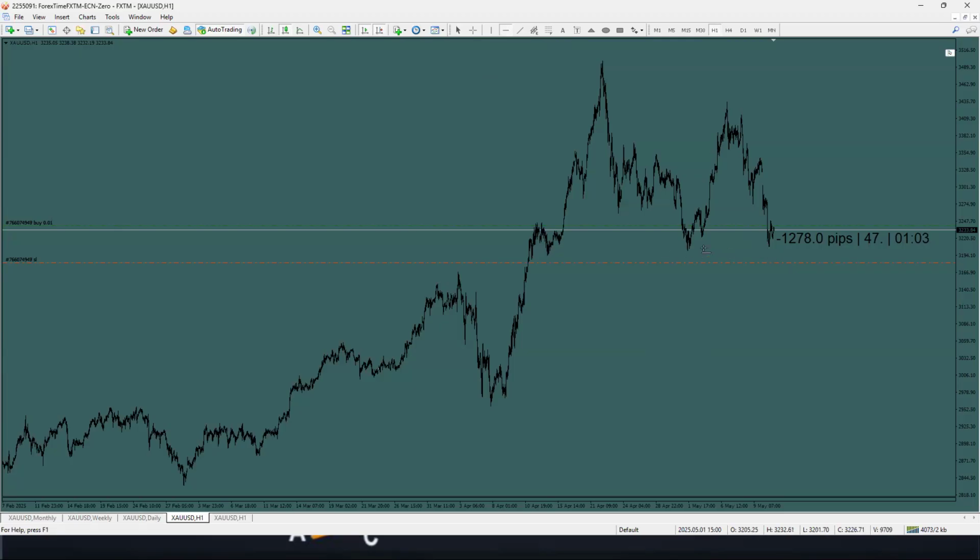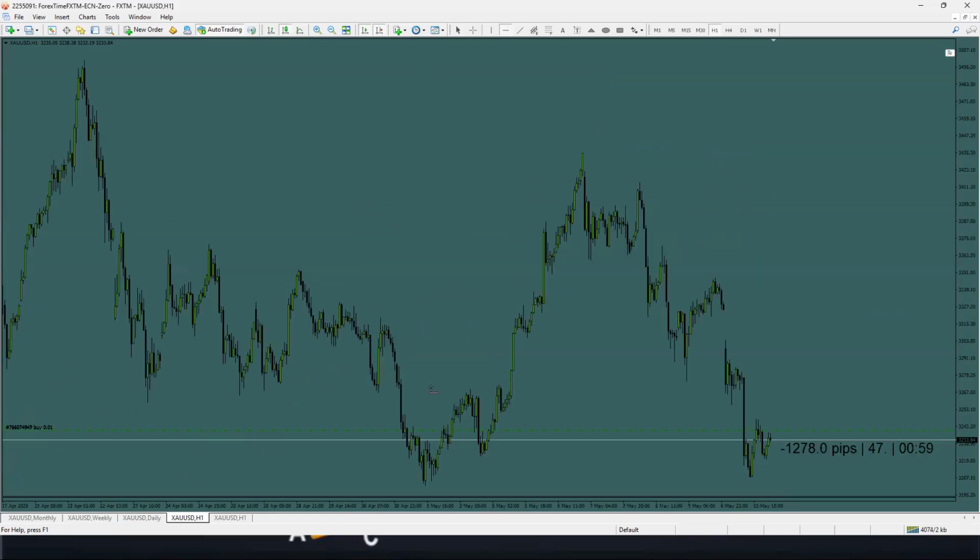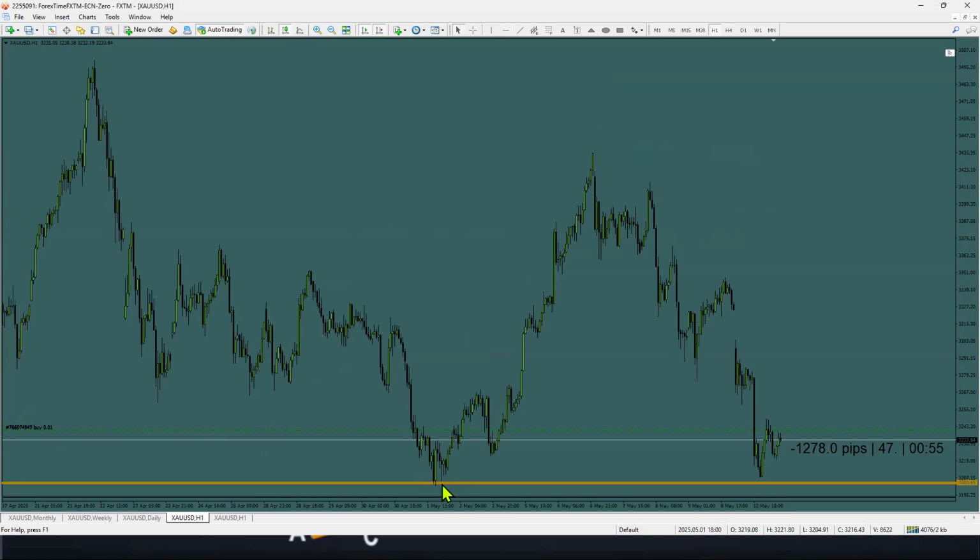Let me zoom it out a little bit for you. So this is a support. Can you see this place? This place is a support, agreed? All the way to this candle here, this top here. The whole of this place is a support zone, a demand zone. The market has come back into the demand zone, tested it and broke it.